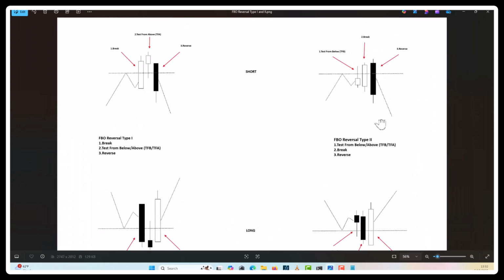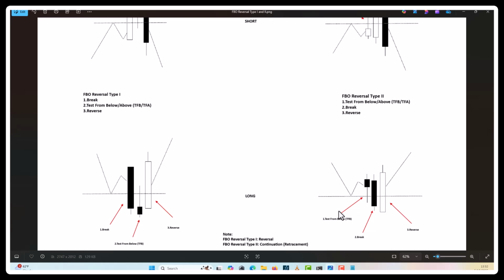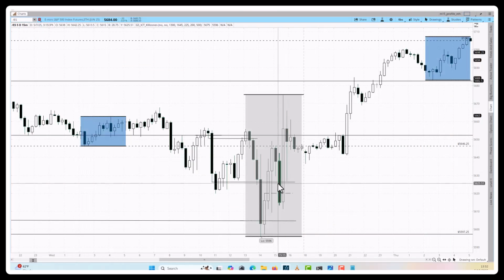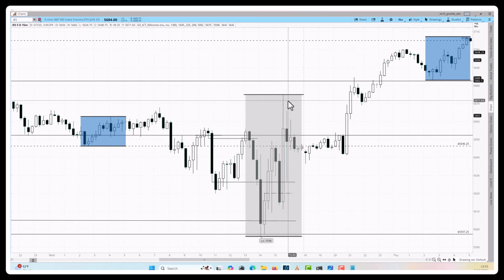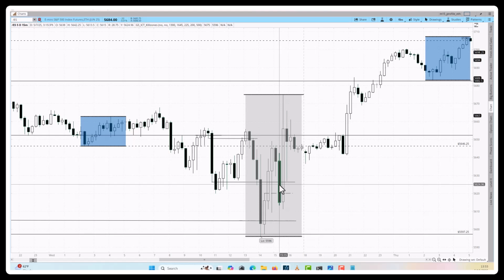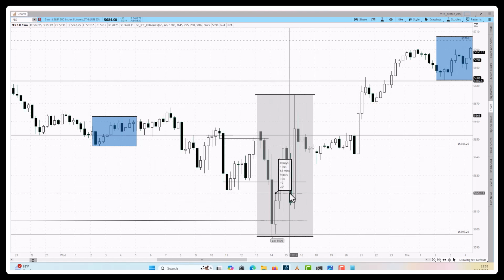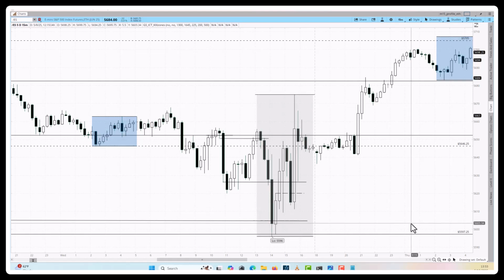Touch from above, break and reverse. But there is a deviation. You see that it's not 3 candles, but actually this one is supposed to break it, but it did not break it yet. It goes to the next candle, then boom, it reversed. So that's the deviation right there. Sometimes it plays out exactly as we want, but other times you have to wait for one more candle. So it's a type 2 reversal right here. See that? It touches from above, breaks and reverses.